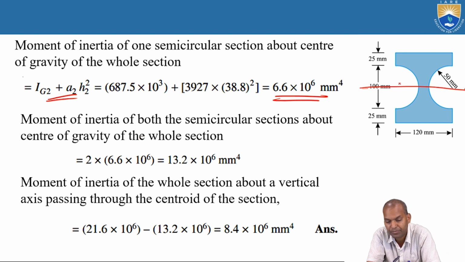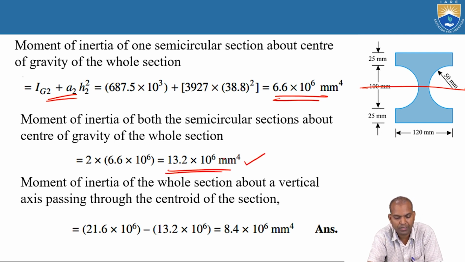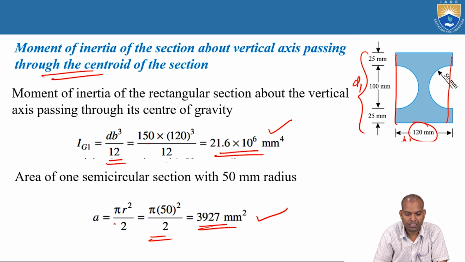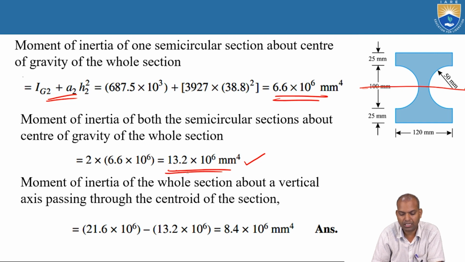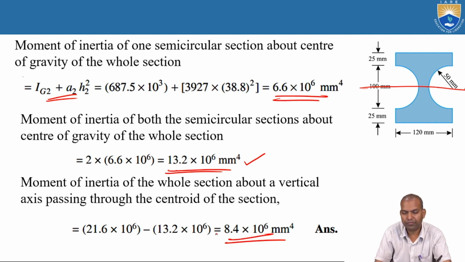That is for one semicircular section. There are two semicircular sections, so 2 times 6.6 into 10 power 6, that is 13.2 into 10 power 6 millimeter power 4. Now, we know the centroid of the whole rectangular section is d b cube by 12, that is 21.6 into 10 power 6 millimeter power 4, minus this 13.2, that is 8.4 into 10 power 6 millimeter power 4.